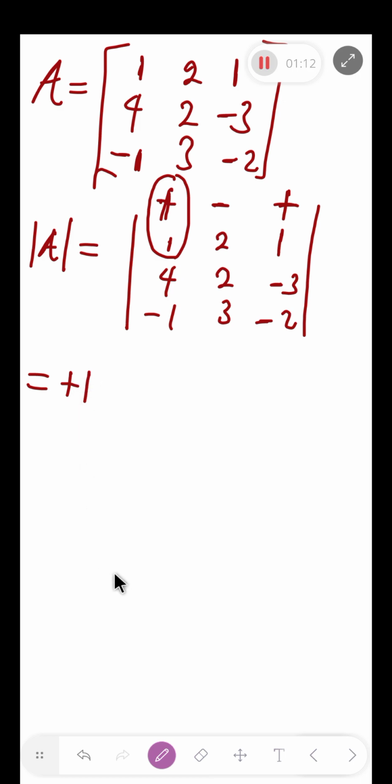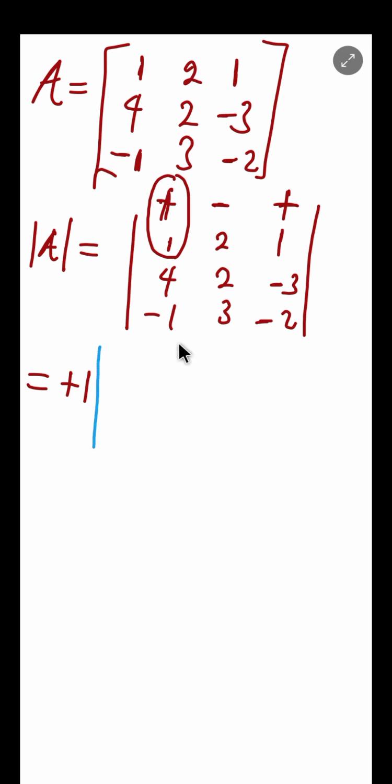After writing this plus 1, what you have to do now is draw another fresh determinant bracket here. At this position of positive 1, you are expected to block this 1 vertically, and at this position of 1, block it horizontally. So what do you have left? I have 2, minus 3, 3, minus, that's what I have left.